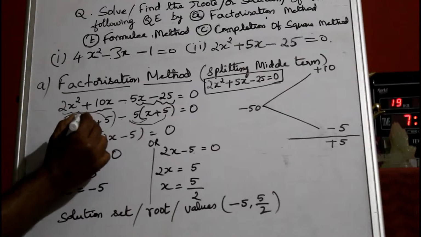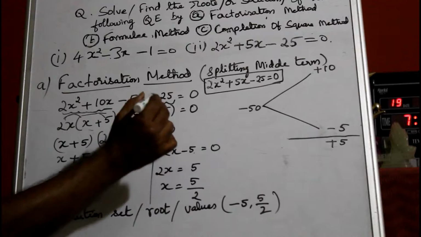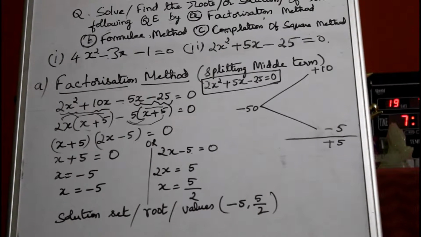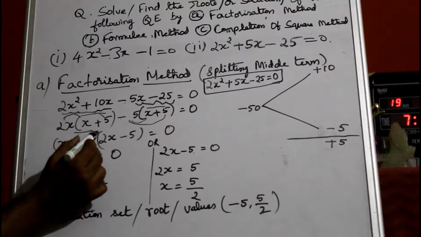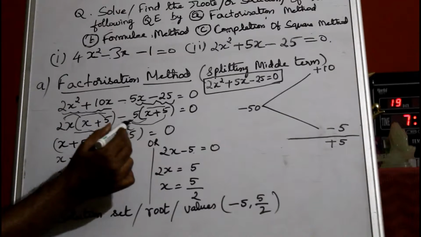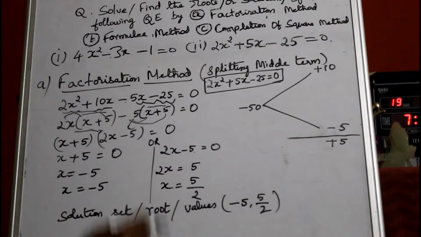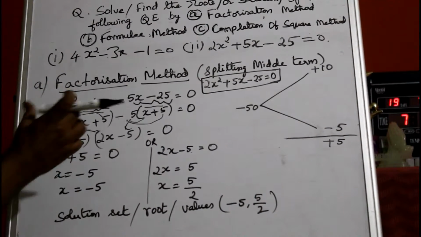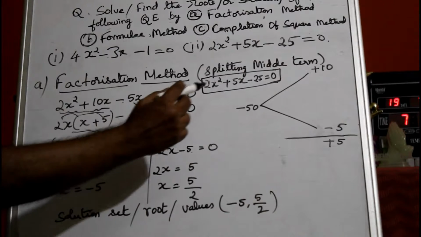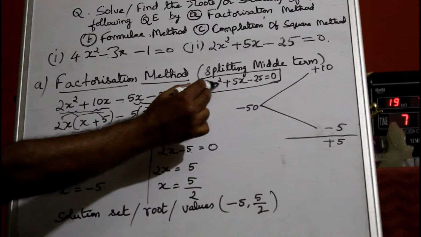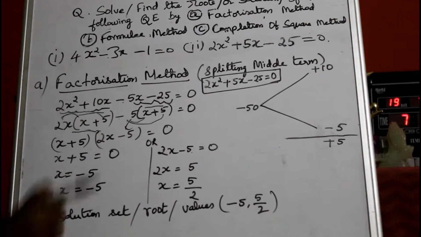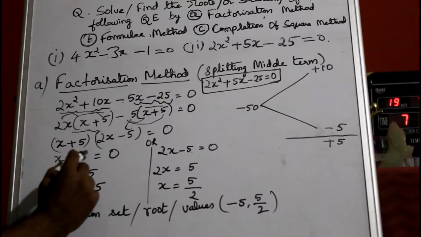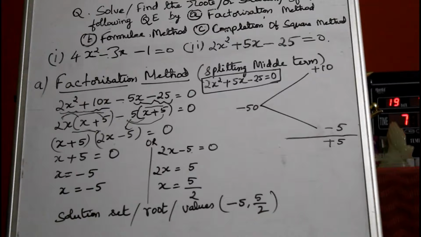And again, you see x plus 5 is common. Put the bracket x plus 5. The remaining 2x will come here and minus 5 will come here. So finally it gets factorized. That's why it's called the factorization method. Factorization means multiplication form. This is an expression form. Adding and subtracting are called expression form. These two are called factorized or multiplication form. So 2x minus 5 into x plus 5 equal to 0.